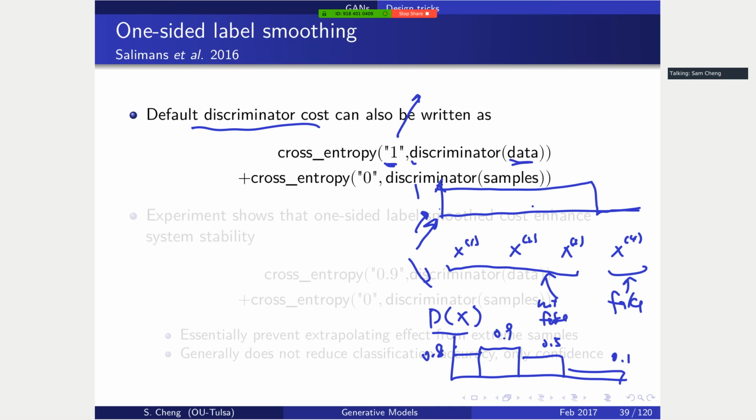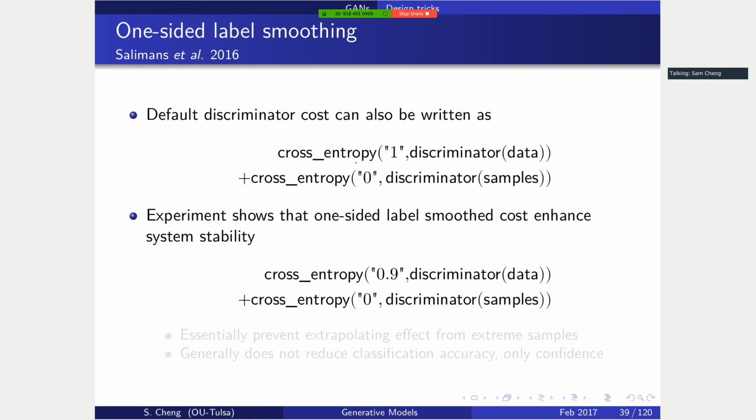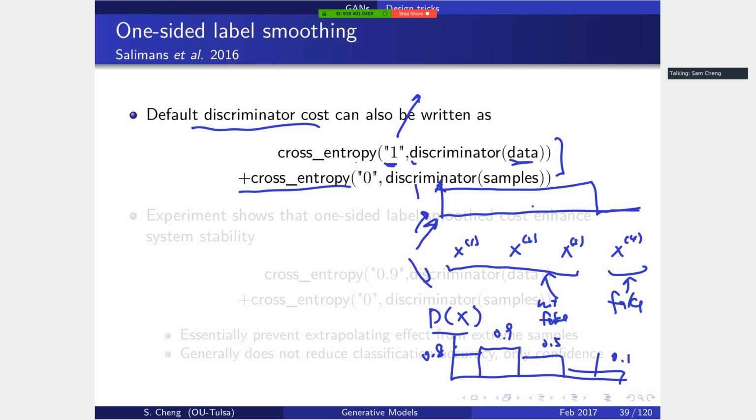Actually, I already combined these two when I wrote this, this one and this one together. So what is being suggested here is that instead of being too certain when you are seeing something that is real, something that is not fake, from the training data, right? Training data.